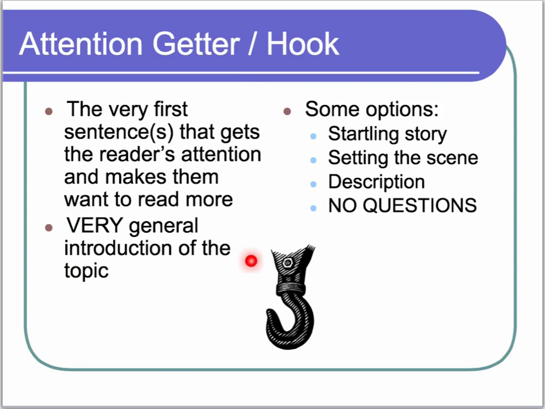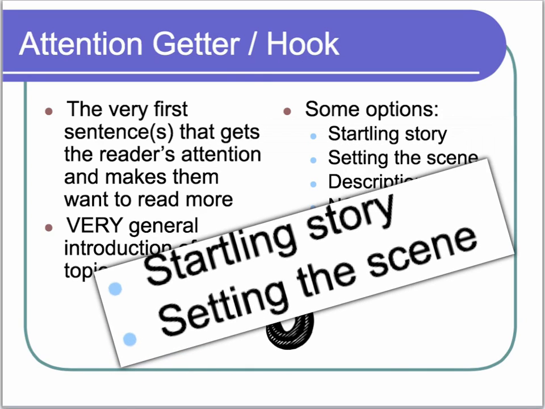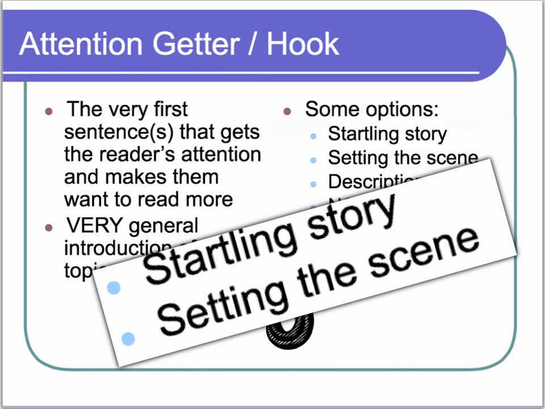But also a crucial point is that it's a very general introduction to the topic. Sometimes that can be a hard idea to come up with, because we think, wait, we're supposed to be writing about a literary novel and you're saying to get really general about it? How do you do that? Well, a way for us to focus is thinking about beginning with something like a startling story. We set a particular scene. We use a description, but we definitely avoid questions. So one thing I would say to focus on would be these two ideas right here. Let's use that startling story, that setting of the scene, to help us really decide what it is that we want to say.